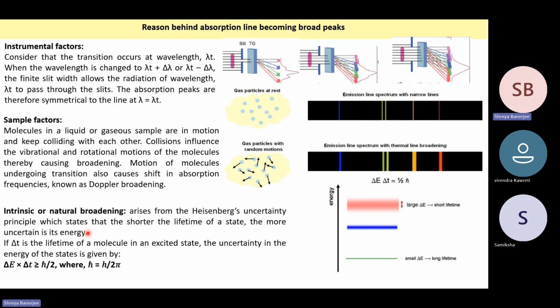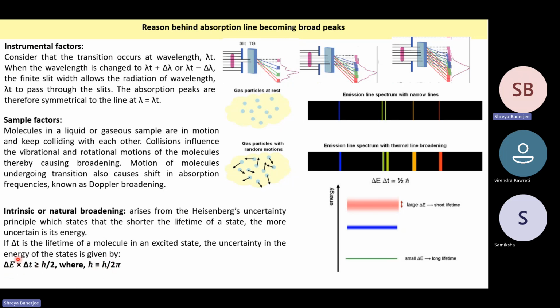The final reason for the broadening is also called intrinsic or natural broadening, and it arises from Heisenberg's uncertainty principle. So one form of Heisenberg's uncertainty principle states that delta E times delta T is greater than or equal to h bar by 2, where h bar is h by 2 pi, h being the Planck's constant.